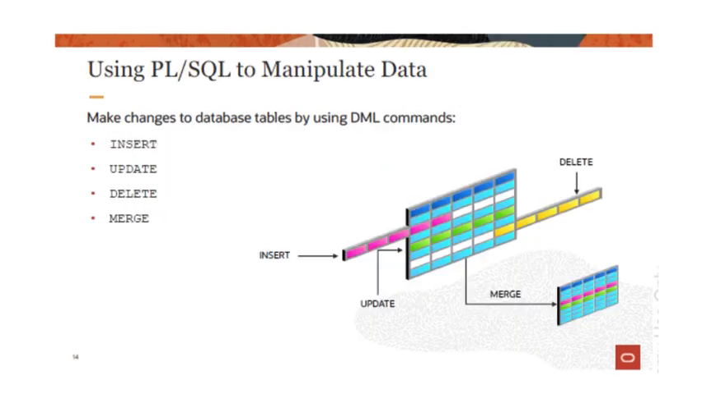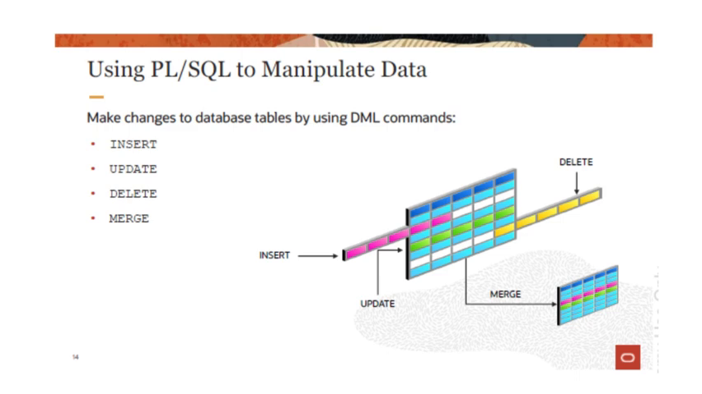You manipulate data in a database by using DML commands. You can issue DML commands such as insert, update, delete, and merge without restriction in PL/SQL. Row locks and table locks are released by including the commit or rollback statements in the PL/SQL code.